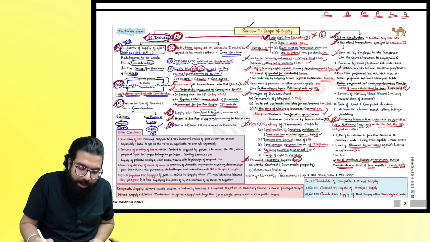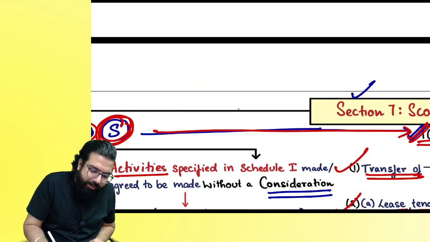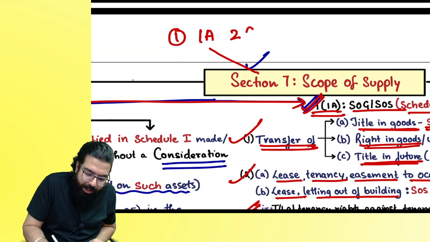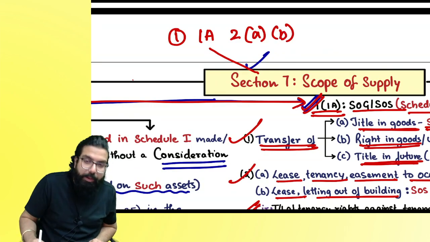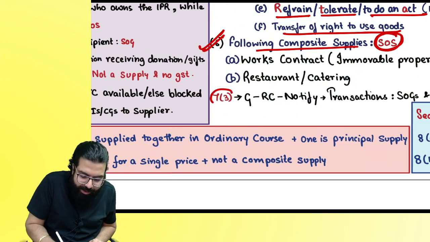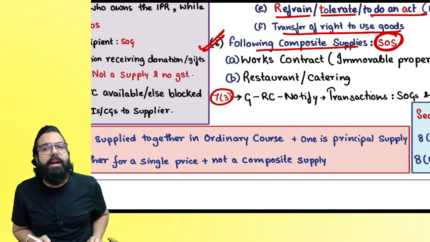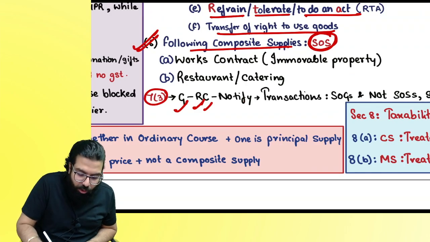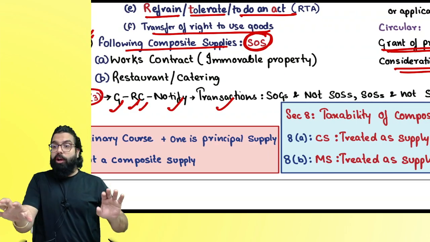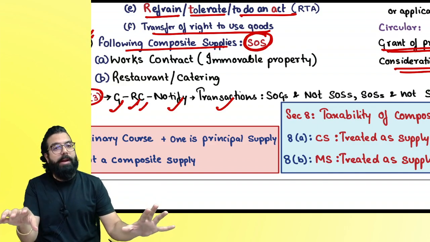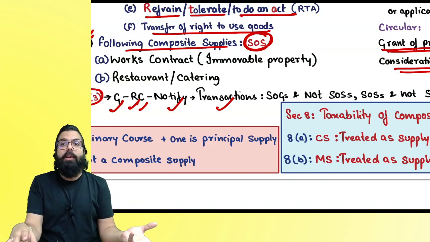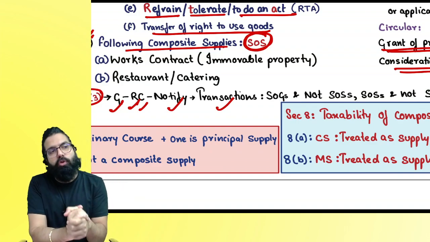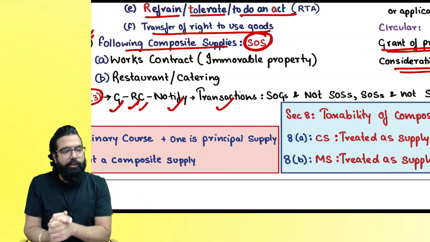Section 7 is done. What did we learn in section 7? Section 7.1, section 7.1a, section 7.2a, and section 7.2b. Now, section 7.3 is there, which is total bakwas, which says the government on the recommendation of the council can notify that a transaction is a supply of goods and not a supply of service, or a supply of service and not a supply of goods. The government can issue such a notification, but as of now nothing has been issued.